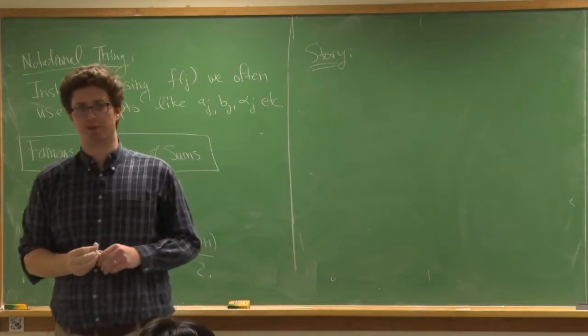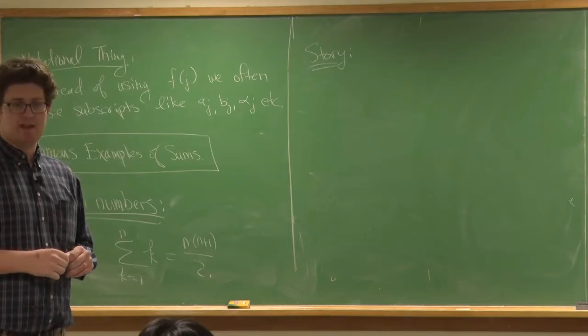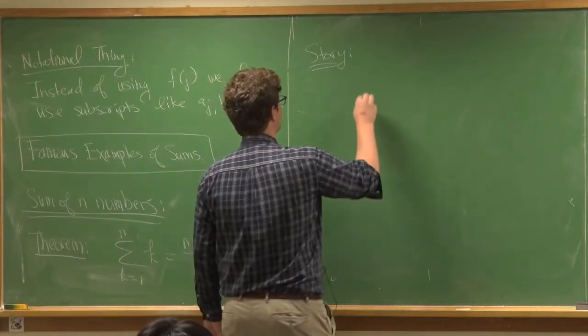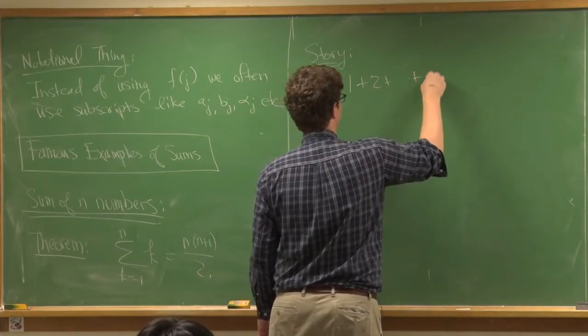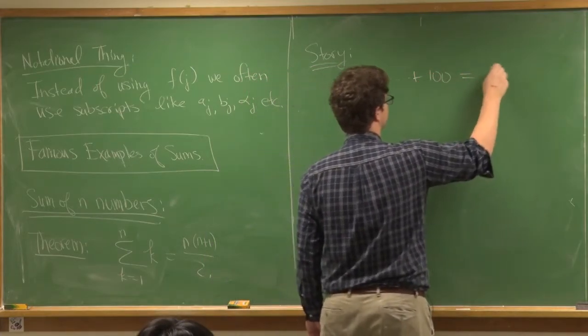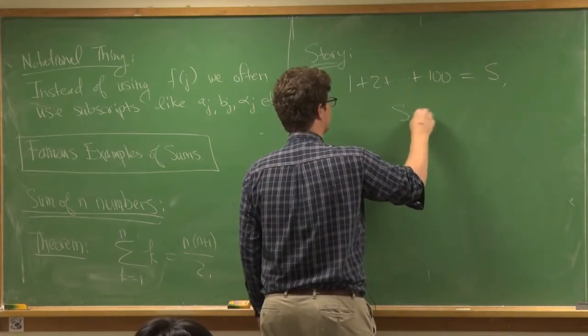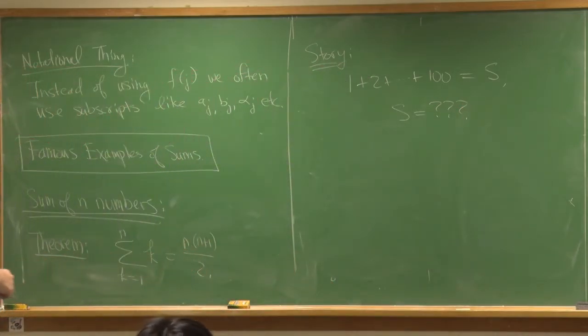So here's the story. When Gauss was in 4th grade, his teacher wanted to give him a bunch of busy work. And so what they had them do is add the numbers 1 through 100. So the question was, they wanted to figure out what this was. They were like, S is equal to what? Okay, and so Gauss, being a clever 4th grader, did the following.